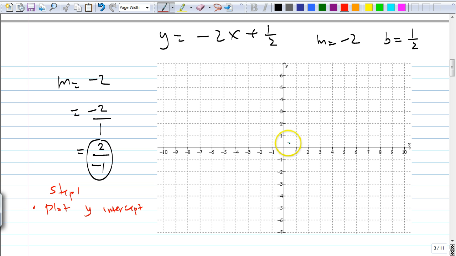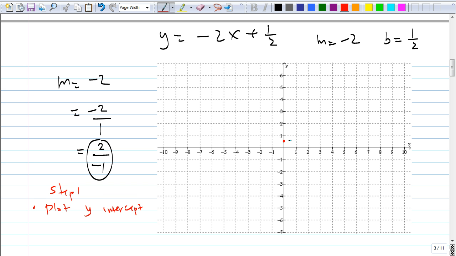Do I start at 0, 0? Do I start at 1, 1? Where do I start, right? That's why we don't know where to start, right? So we need a starting point, which would be what? The y-intercept. So we know here's our point. We know this point belongs to the line, doesn't it? Because that line is going to hit the y-axis at half. So we have a starting point. In order to use a slope, you need a starting point, right?